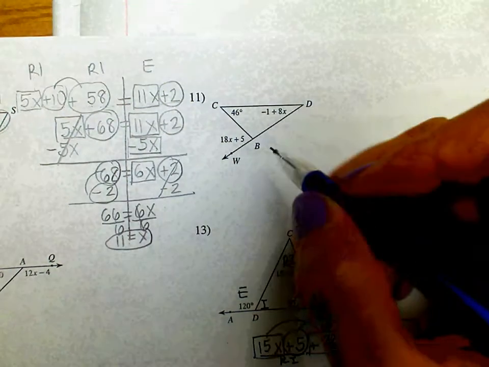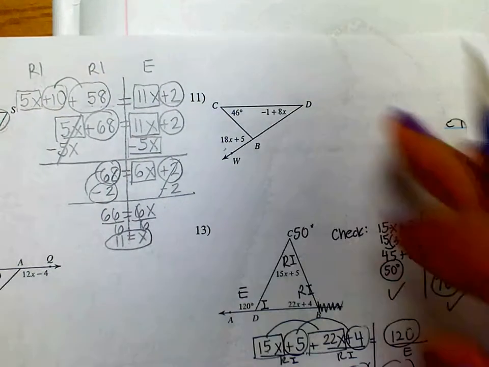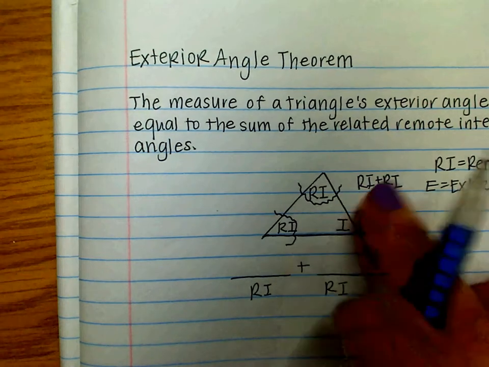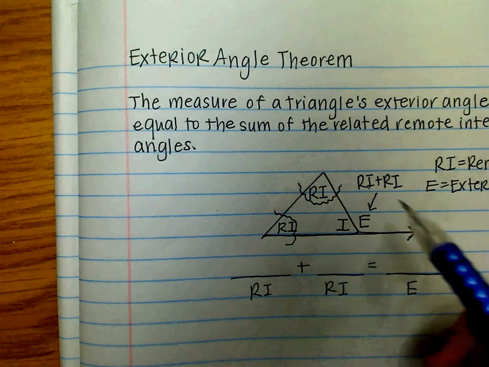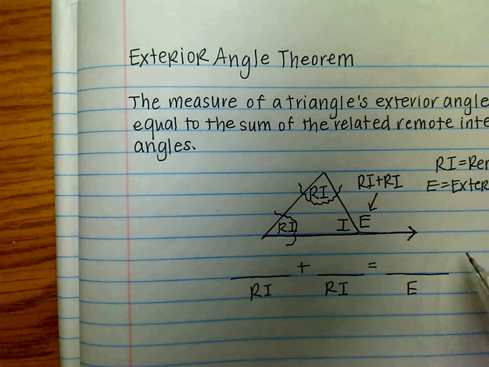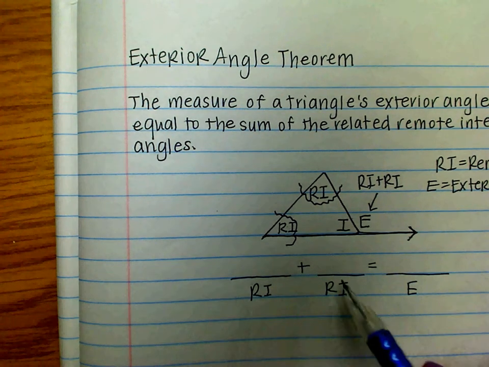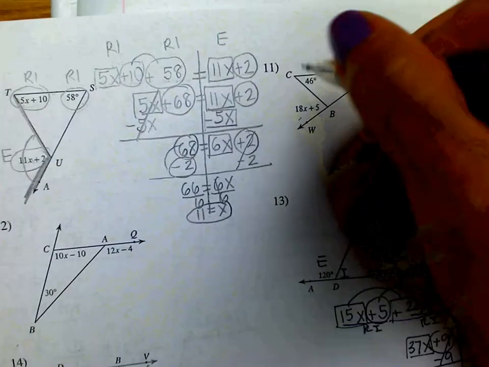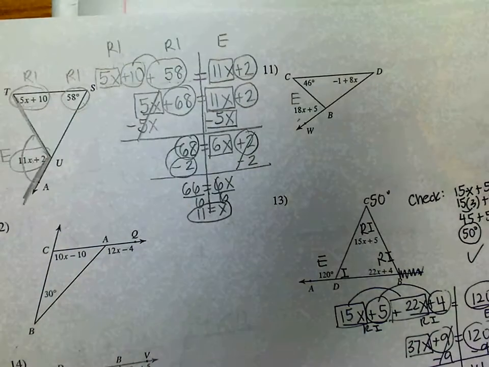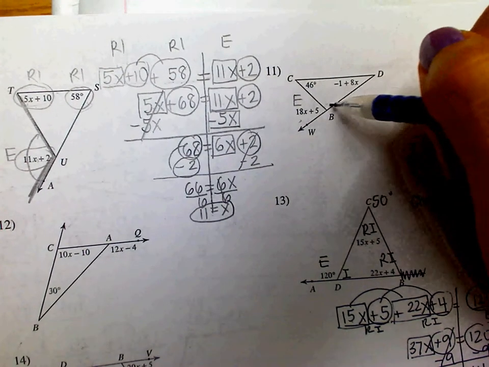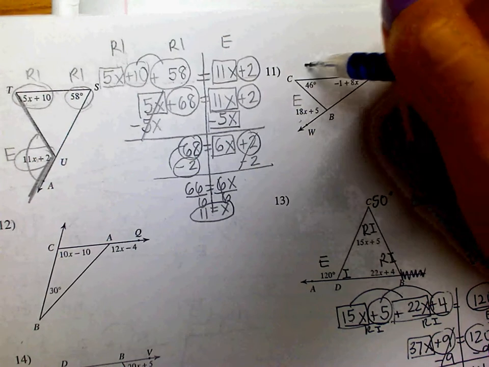So I see an exterior angle, which means I need to use this theorem. So I'm going to be thinking about, okay, I have an exterior angle. Where are my remote interior angles? All right, I'm going to do blank plus blank equals blank. What goes in those blanks? All right, here we go. So I see that this is my exterior angle because it's outside the triangle. And then here's my interior angle, but I don't want to use that, and there's nothing there. And then remote interior, then remote interior.